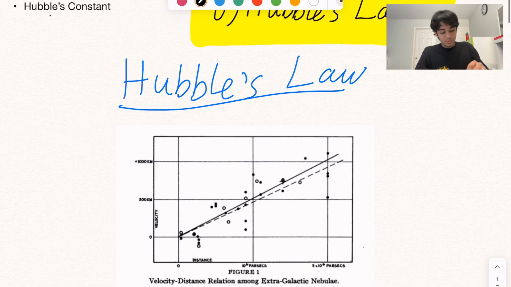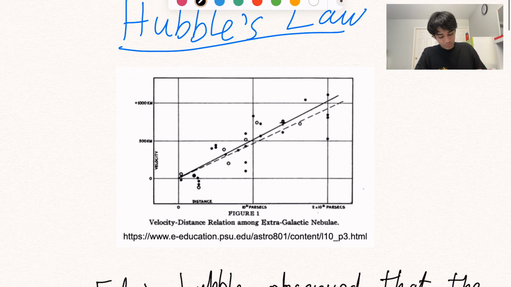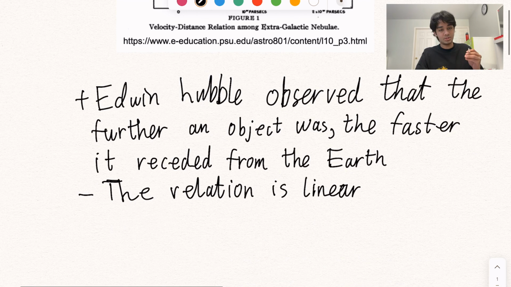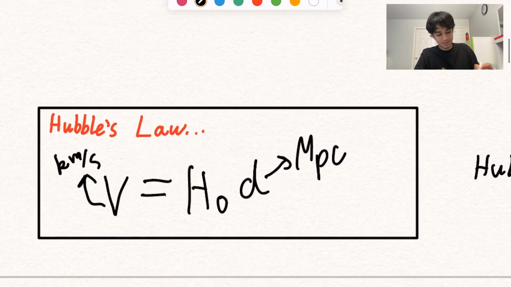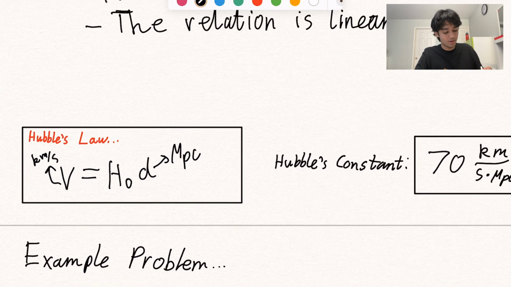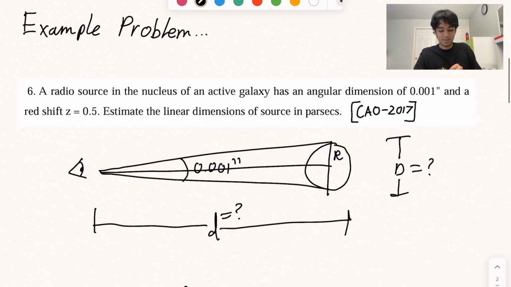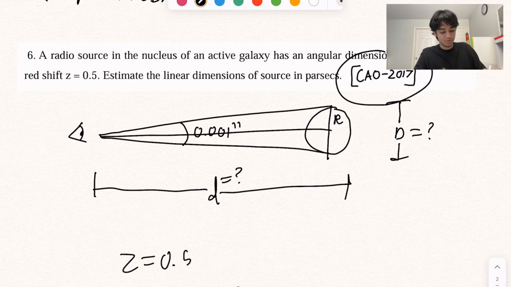So to review, we went over Hubble's law, the graph that he observed. We went over some points, and the relationship between how fast a galaxy is moving to how far it is, a linear relationship. We went over Hubble's law, where this velocity is in kilometers per second and the distance is in megaparsecs. Then we went over the Hubble's constant and how that comes from the slope of the graph. Then we went over an example problem that actually showed up in a national competition.